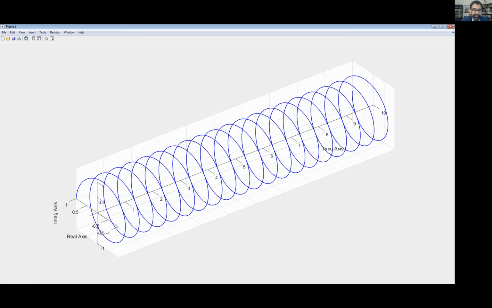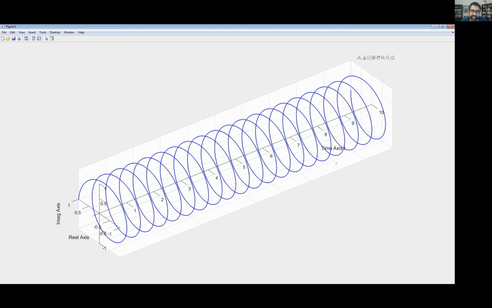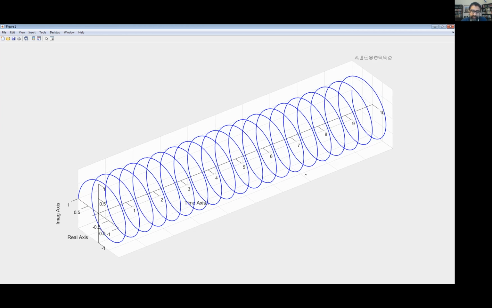So this is what the spiral looks like for omega naught equals 4 pi. This axis is the time axis, this is the imaginary axis, and this is the real axis. It's clearly a spiral. I can move this around, and I'll share this demo on LMS as well. I can move it around to see what the projections are going to be on each of the axes. So if I project the spiral on the imaginary axis, what does it look like?